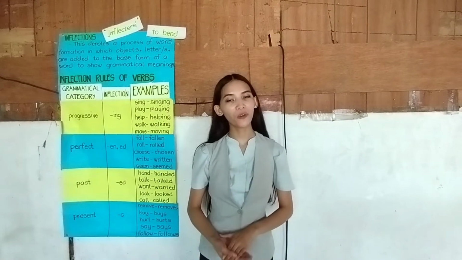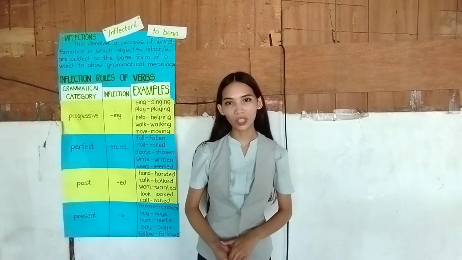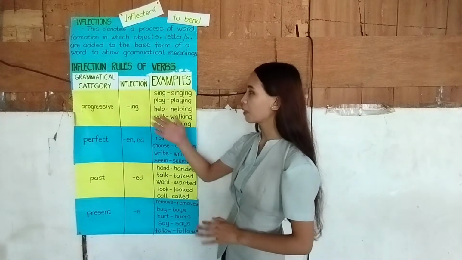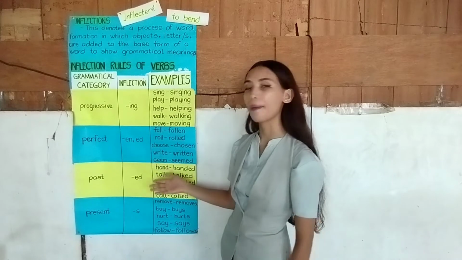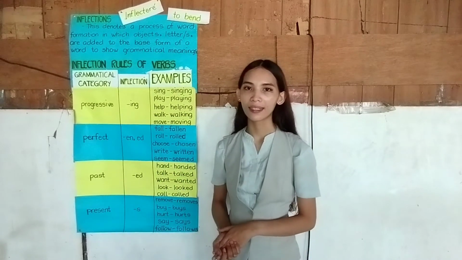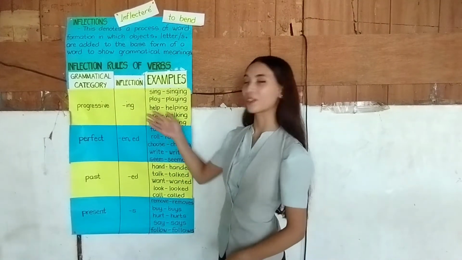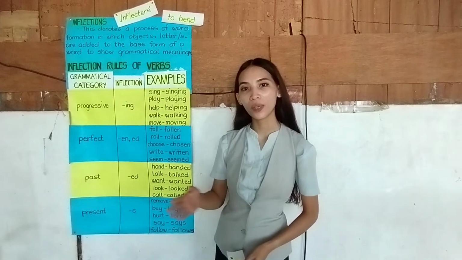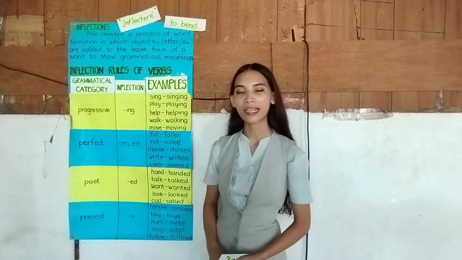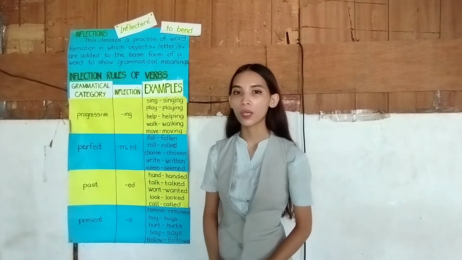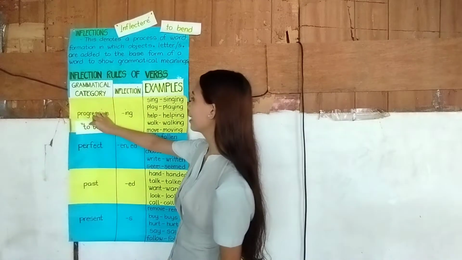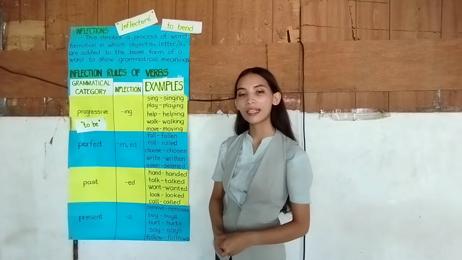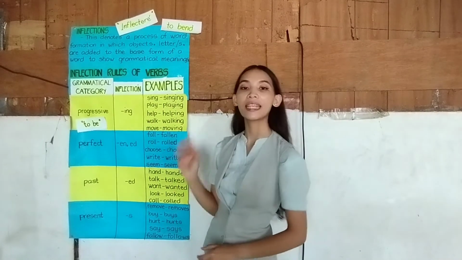But we will be focusing only on the inflection rules of verbs in terms of tense, such as the progressive, perfect, past, and the present tense. First, we have progressive. It is a verb tense that indicates a continuing action or an action in progress. The progressive tense is formed with a to be verb conjugation, and the inflection of ing at the end of the verb.